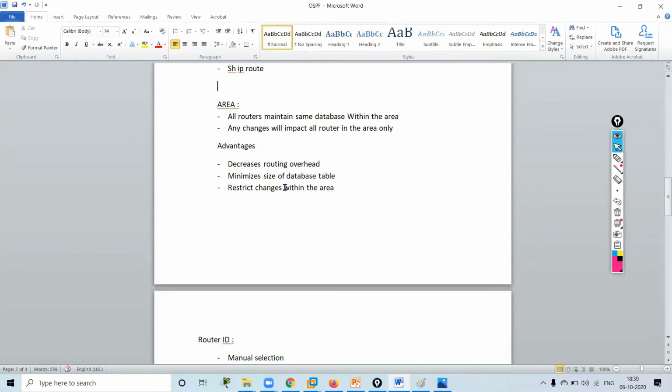Now, what is the advantage of creating areas? It decreases routing overhead. If anything happens in another area, I don't need to bother about that; my routers don't need to bother about that. It minimizes the size of the database table, as the database is limited within the area only. It restricts changes within the area. Any change that occurs will be restricted within the area only. Understood? This is my concept of area.